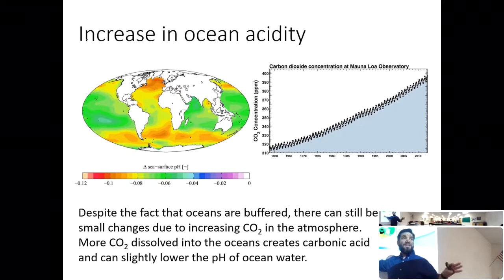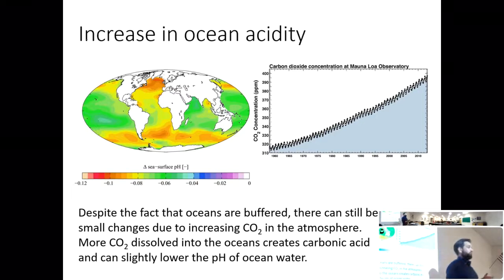Why do we expect to see such small changes? It's because, remember, the ocean is very much pH buffered, okay? Just like I demonstrated to you, I put the baking soda and I had the pH meter and I added some CO2, carbonated water to it. We saw pH could change in a buffered system versus non-buffered.